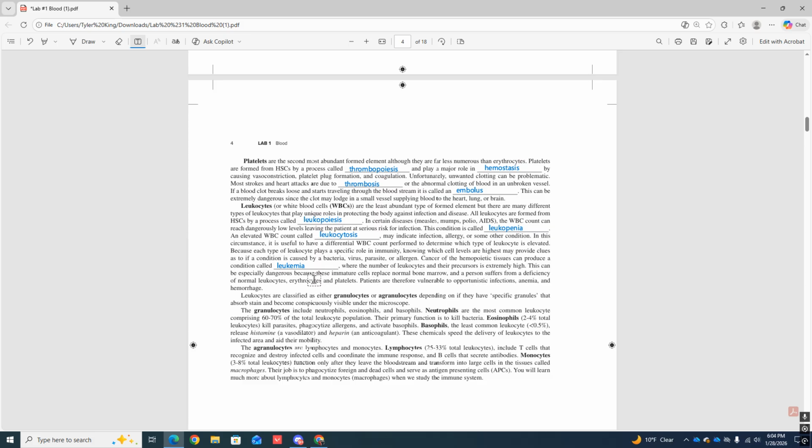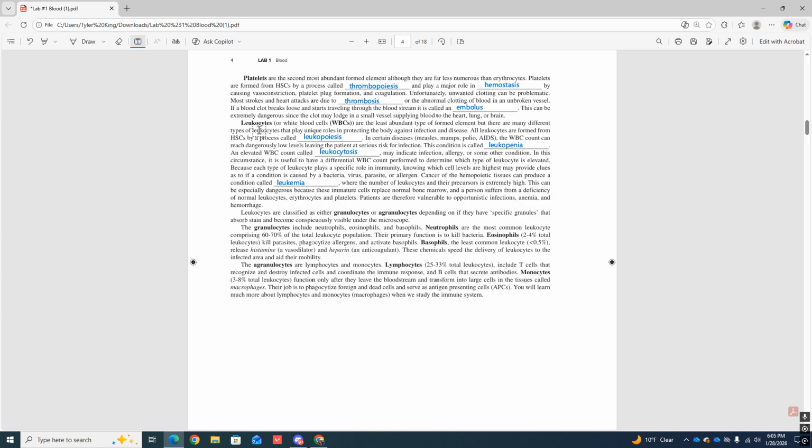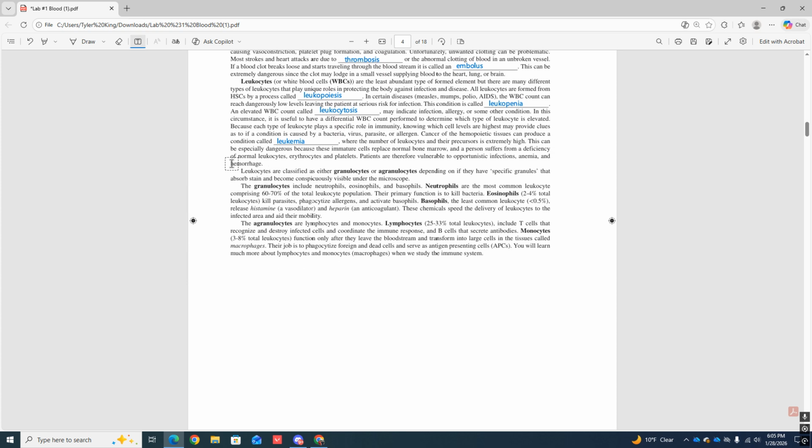Okay? All right. So you filled out all this stuff. Now we're going to break down these leukocytes. So remember, leukocytes, guys, they are broken down into two components: granulocytes, and then agranulocytes.